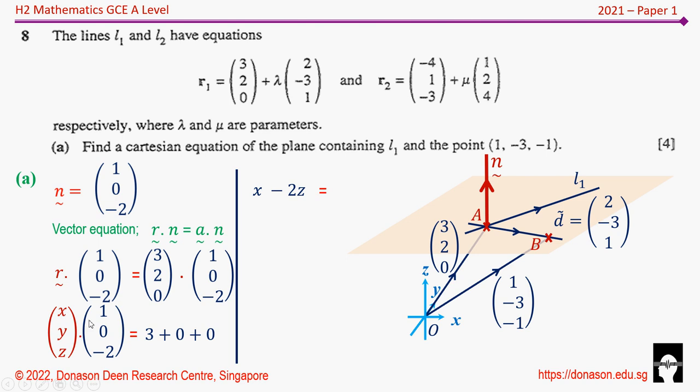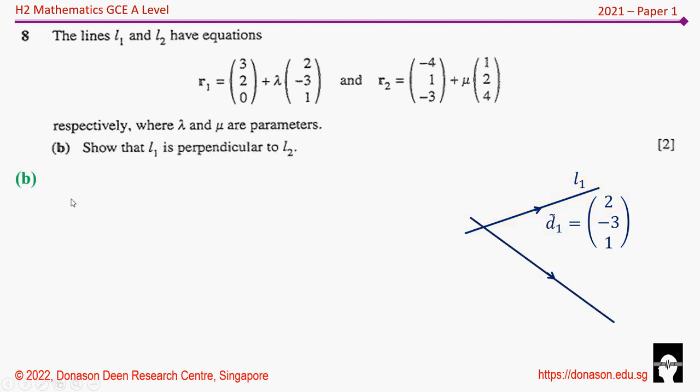Now let's perform the dot product on the left, because the question wants us to write down the Cartesian equation. So 1 times x is of course x. Okay, y will disappear because y times 0 is going to become 0y, which is 0. So of course we don't need to write the y. And z times minus 2 is going to become minus 2z. And this equals 3. So there we have the Cartesian equation of this plane, which actually contains the line L1 as well as the point 1, minus 3, minus 1. So if you do it and write down this equation correctly, you will get 4 marks for this.